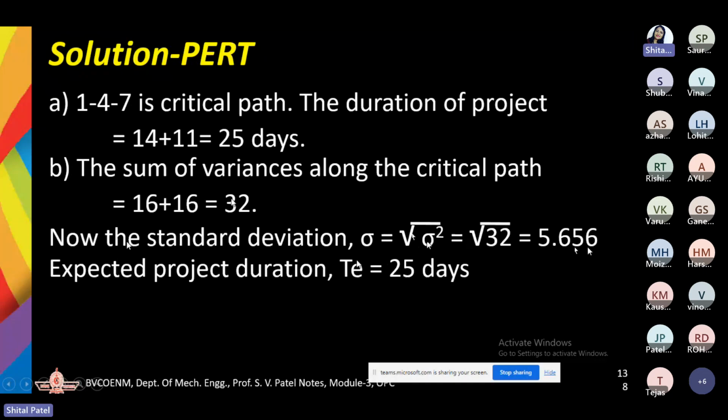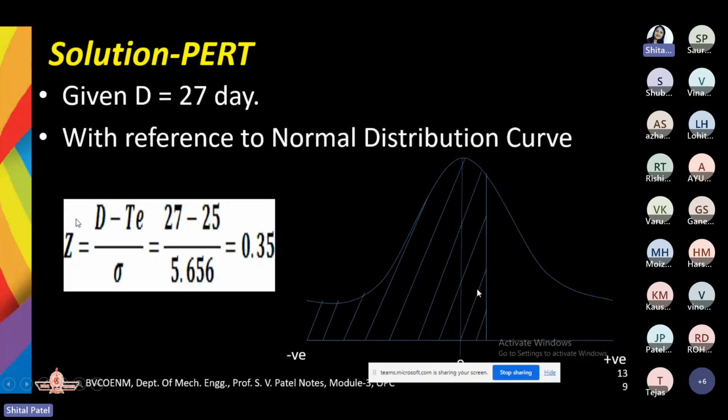right? You know T, the expected time, is 25 days to complete. You now have sigma. So now implement this equation: Z is equal to D minus T upon sigma. Now T you know is 25, sigma you know is 5.65, D is given, that is, in how many days, what is the probability that this project is going to be completed. So D is given as 27. So when you substitute these values, you will be getting Z is equal to 0.35, right?